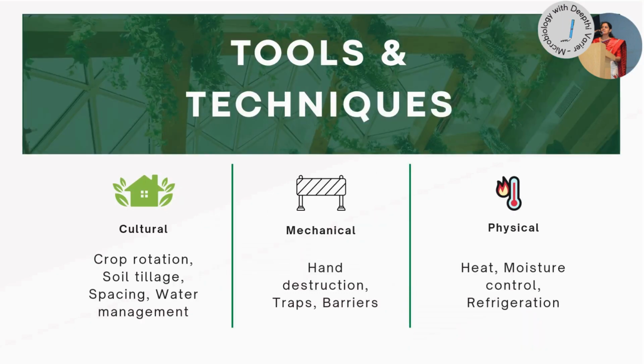Now let's see what the different tools or techniques are. I have put up three tools over here. The first one is the cultural technique. Second one would be mechanical, and the third one would be physical. You can even club mechanical and physical together and write all the options there together.